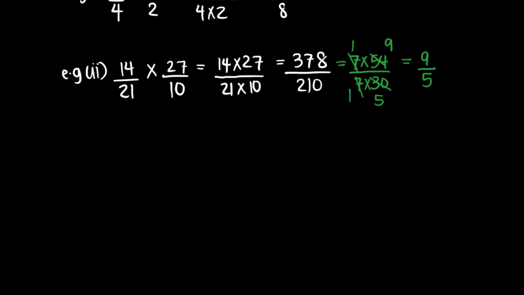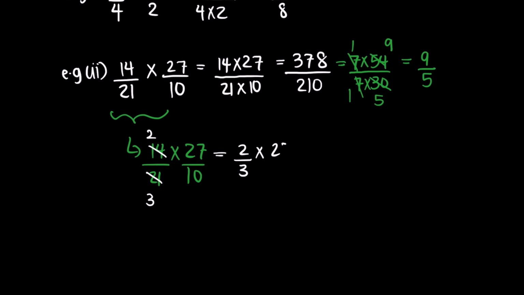Another way we could have done this question, let me write back our fractions, is we could have simplified the fractions before multiplying, which would make it a lot easier for us rather than simplifying all these huge numbers, okay? So we already know how to simplify fractions vertically. So we have 14 over 21, we factor out the 7. 7 goes into 14 2 times, and it goes into 21 3 times. So we're left with 2/3 multiplied by 27 over 10.